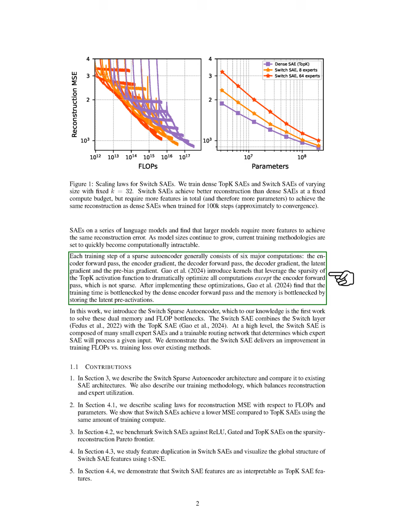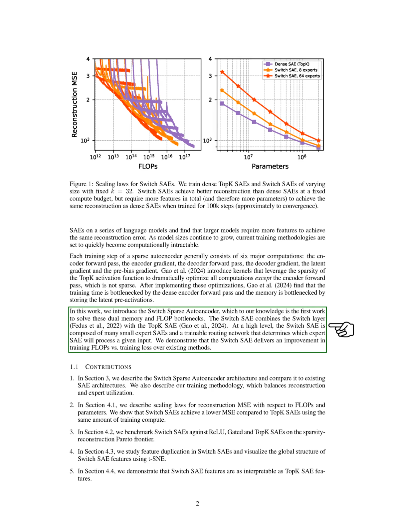After applying these optimizations, we discover that the dense encoder forward pass limits training speed, while memory constraints arise from storing latent pre-activations. To address these issues, we present the switch sparse autoencoder, which we believe is the first solution to tackle both memory and computational bottlenecks.